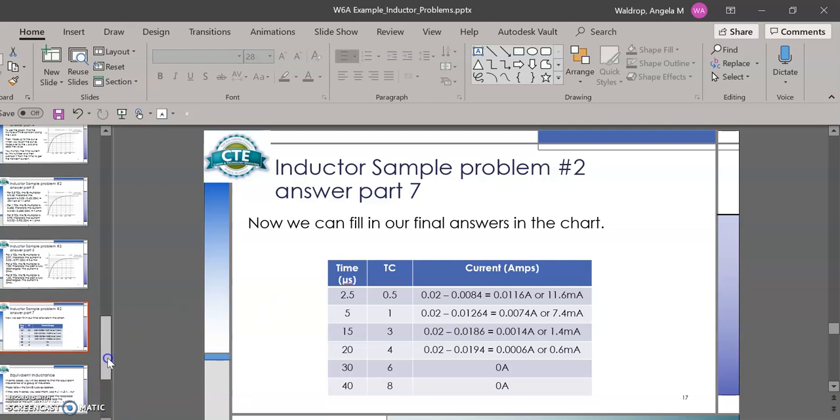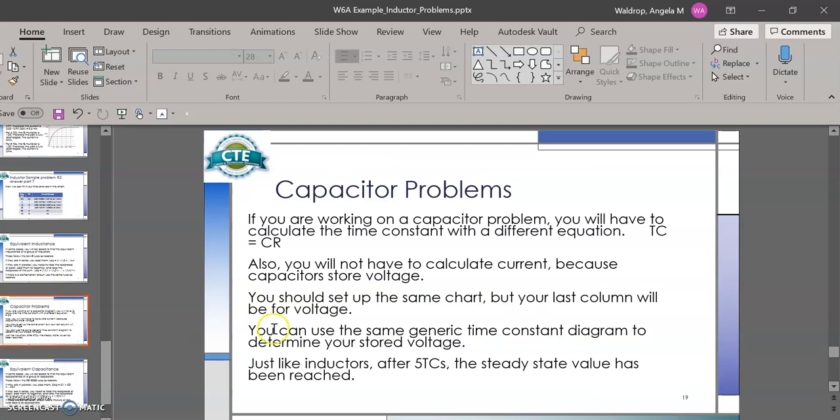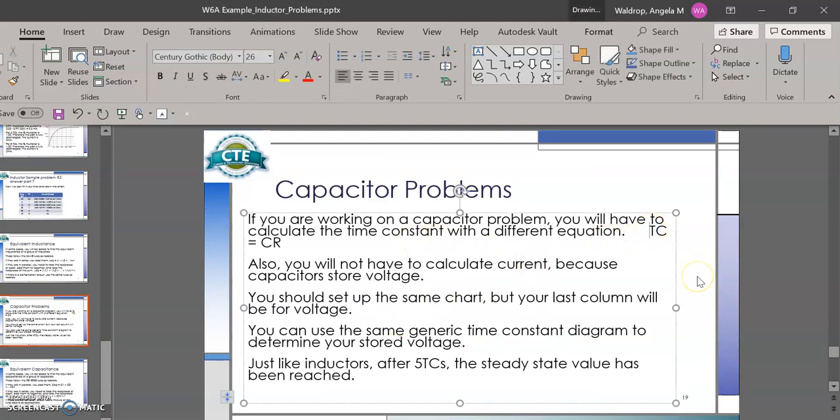Now I do want to say a couple of notes here. If we do that same type of problem with capacitors, the time constant formula is going to be a little bit different. It's going to be C times R. So instead of L over R, we have C times R. Now for capacitors, they do not store current, they store voltage. So we will not have to calculate current. In most cases, we'll have the voltage given to us, so it should be the same.